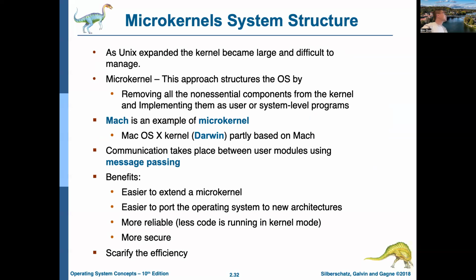Okay, Mach. This Mach is an example of a microkernel, and the Mac OS kernel is partly based on Mach. Mach is a microkernel system structure. And our Linux is a single monolithic kernel. You see, Linux only has one kernel. But currently, many systems, including Windows, use a microkernel.